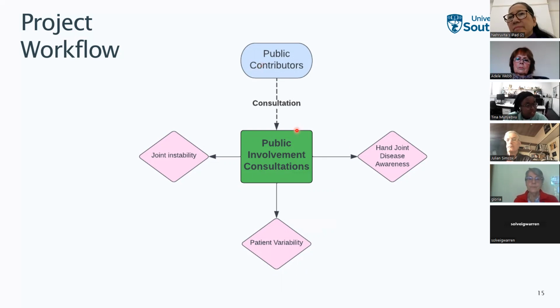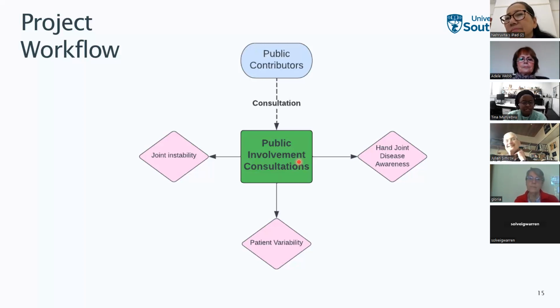So we started off with the contributors and we had those consultations. And so we said, okay, 9, we're going to reduce it to 3. And we chose joint instability, patient variability, and hand joint disease awareness in general. The hand joint disease awareness was that there was sort of a, not a disconnect, but compared to lower limb joints, there's a lot more information out there on your hips and your knees and not so much on your hands. So we thought, how can we use this project to communicate that or address that?